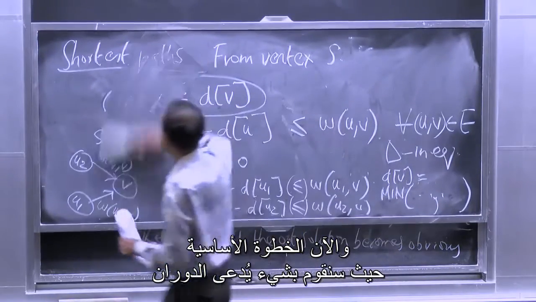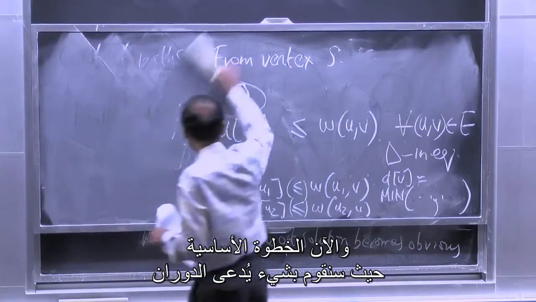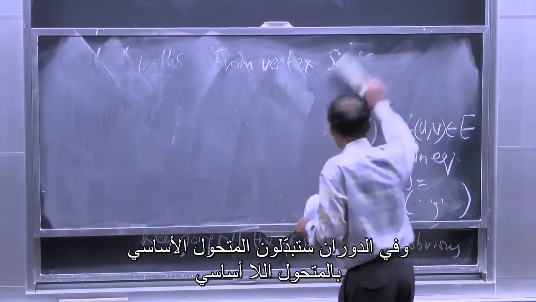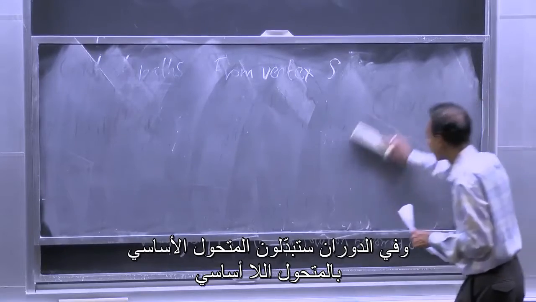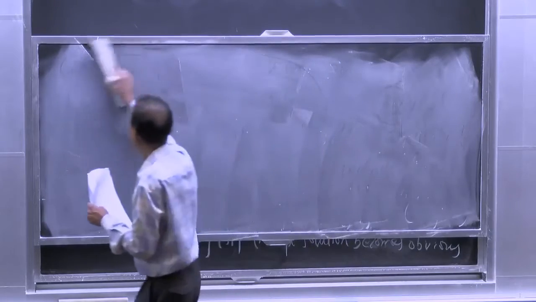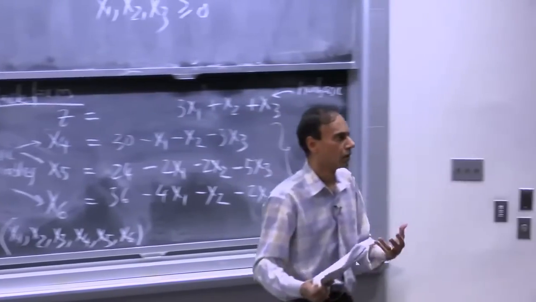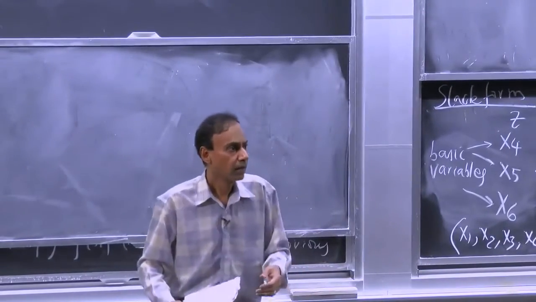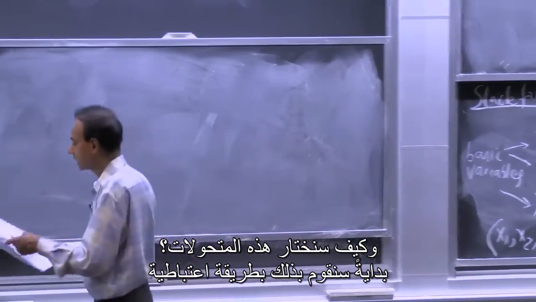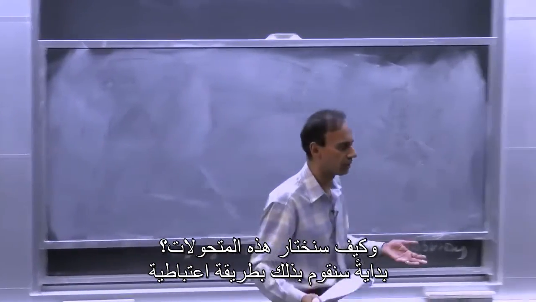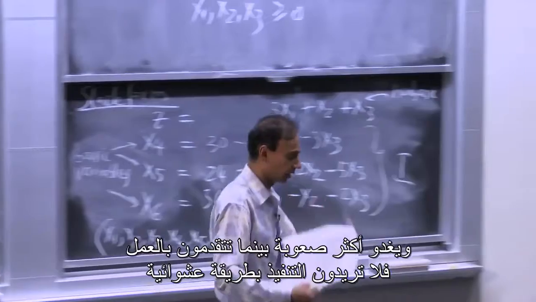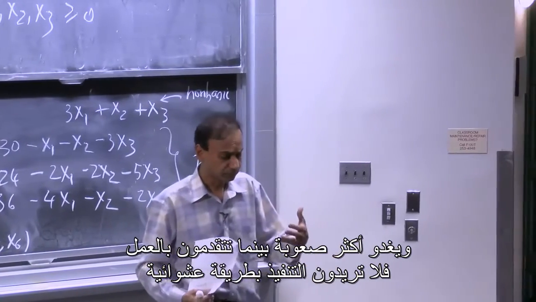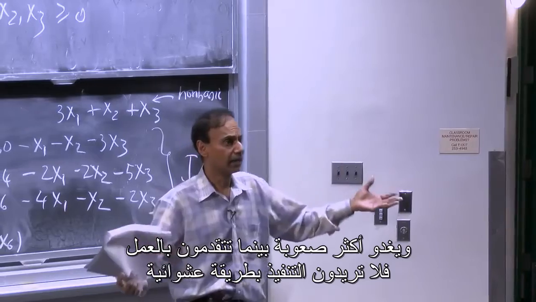But now comes the key step where we're going to do something called pivoting. And in pivoting, you're going to swap a basic variable with a non-basic variable. It is a step that requires some intelligence, but the basic step is a swap. So one of the basic variables is going to become a non-basic variable, and vice versa. And how do we select this? Initially, you can kind of do this in an arbitrary way. It gets a little more subtle as you go along. You don't want to do things in a random way.